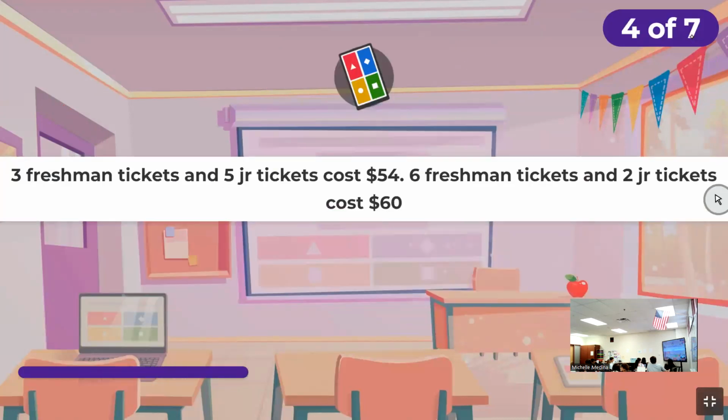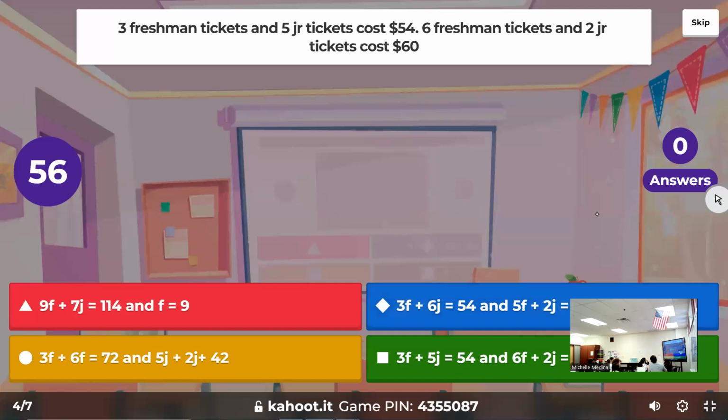So 3 freshman tickets and 5 junior tickets cost $54, 6 freshman tickets and 2 junior tickets cost $60. Which one best represents the situation?